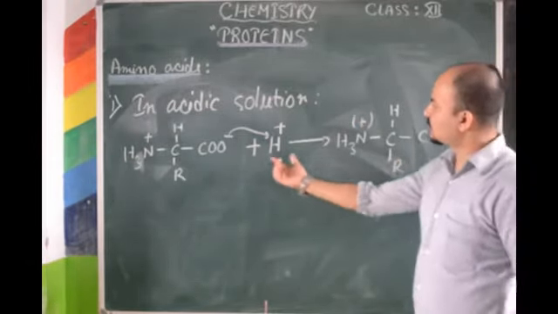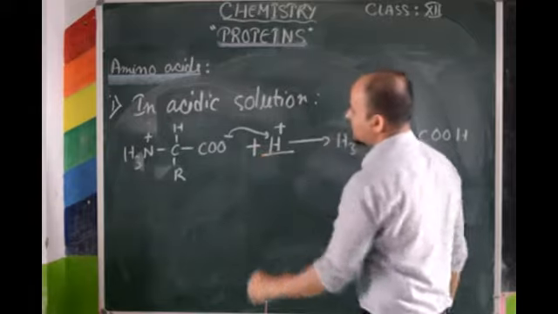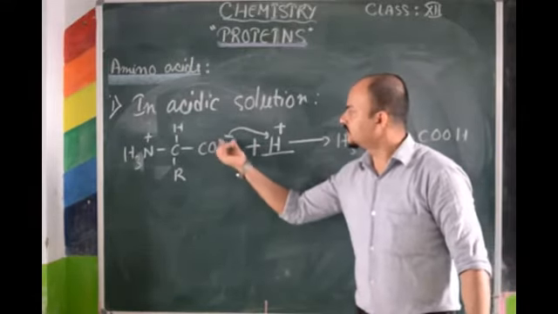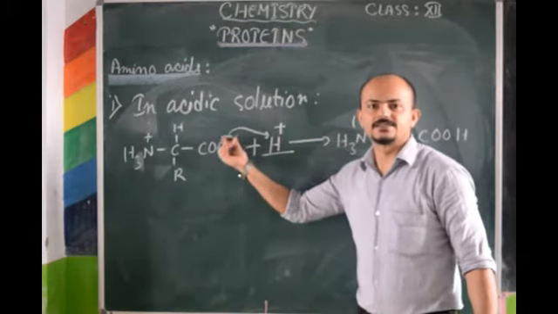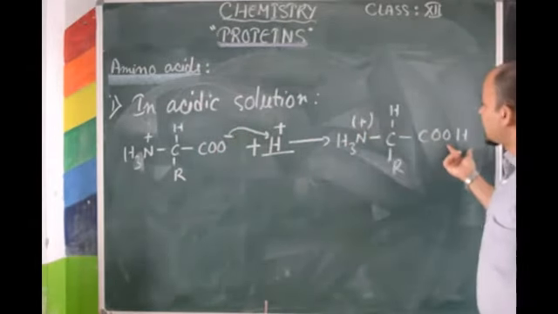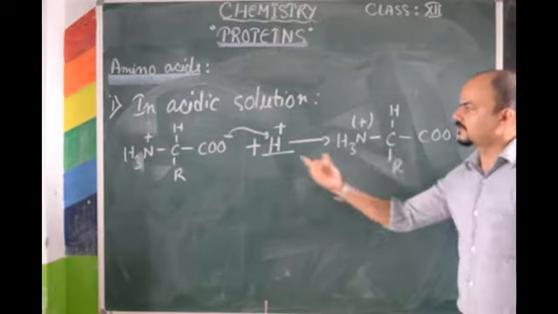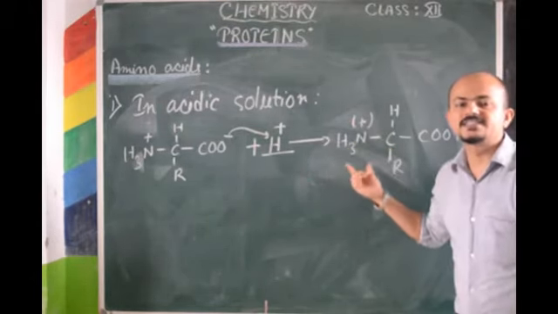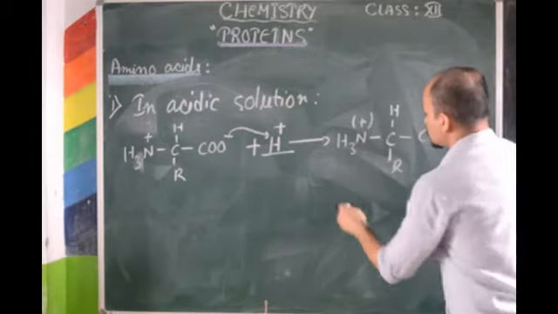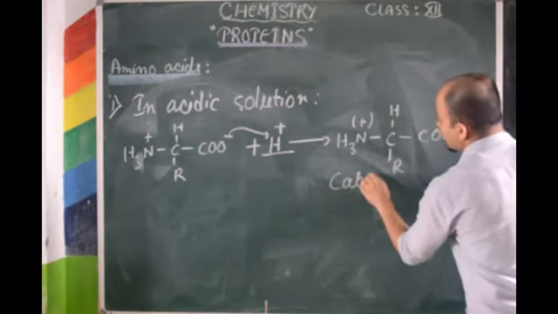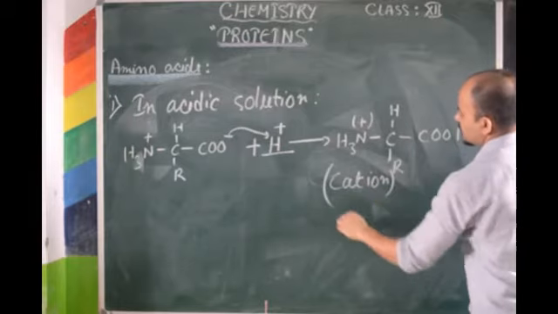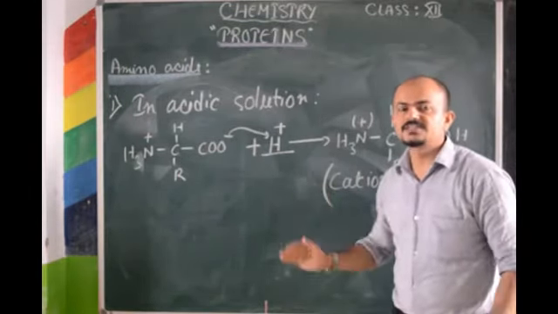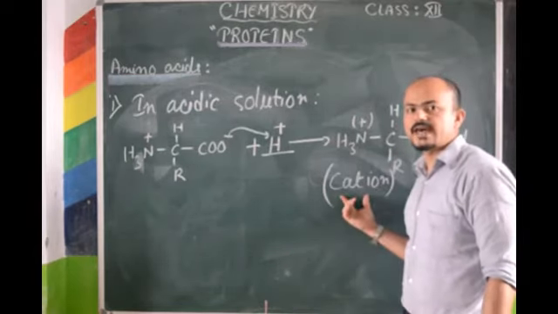So in acidic solution, this is from acid. What will happen? This COO minus gets neutralized because of protonation, and as a result, this molecule, the zwitterionic form, will have only positive charge. That means it is a cation now. So it is existing as a cation. And now, if electricity is passed, in the electrolytic process, what will happen?